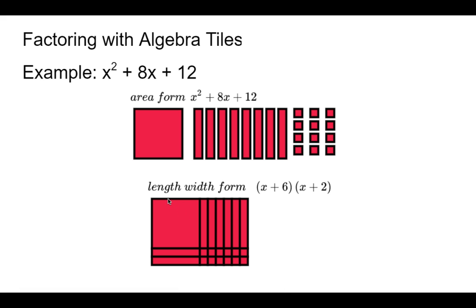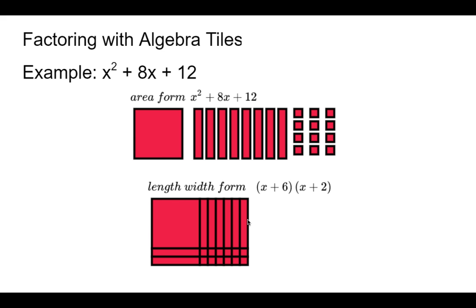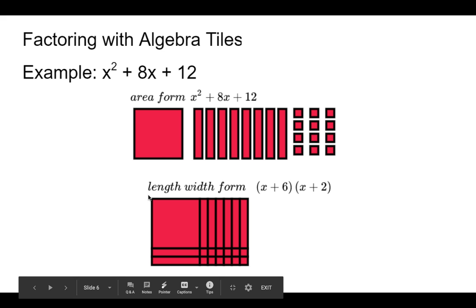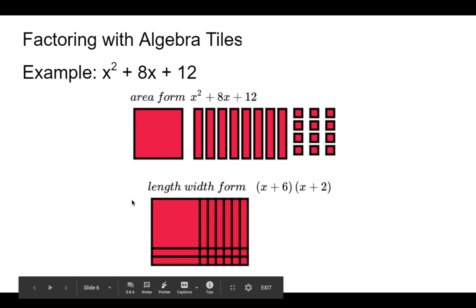Well, this rectangle, or sorry, the square, has a side length of x and 1, 2, 3, 4, 5, 6. So x plus 6 is the first side of the rectangle, and the second side of the rectangle is x plus 2. Because you can imagine if I find the area of this rectangle, it's x plus 6 times x plus 2. Cool, eh? I really like that.